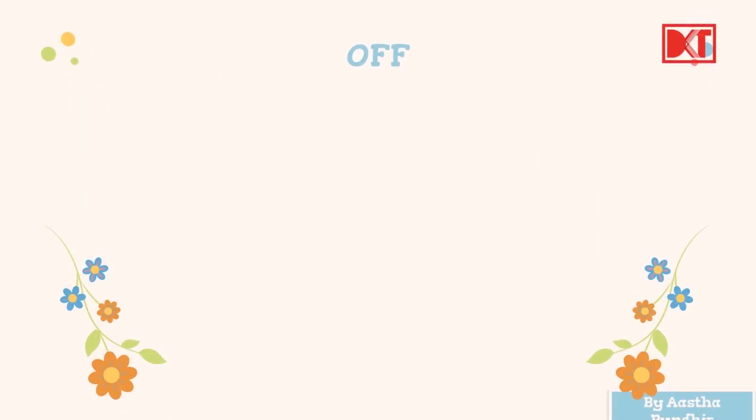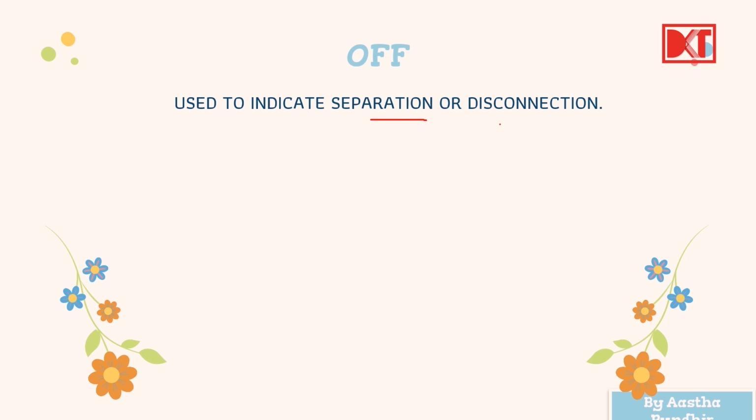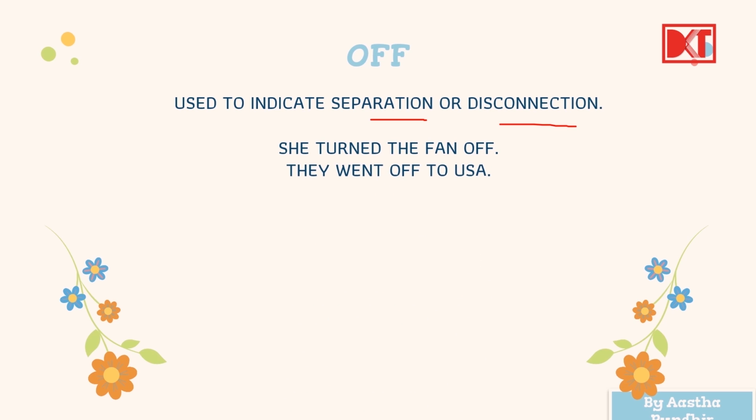Okay, next preposition we have is of. Of is pretty easy. We'll be able to understand it very easily, even in the questions. Used to indicate any separation or disconnection. For example, if I say she turned the fan off, which means she disconnected the fan, then they went off to USA. You know, sort of a disconnection, sort of separation, that they have left whatever place and they went off to USA. Right, pretty easy.